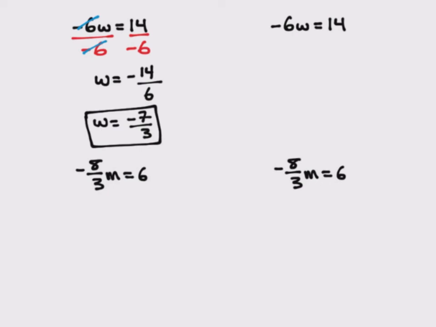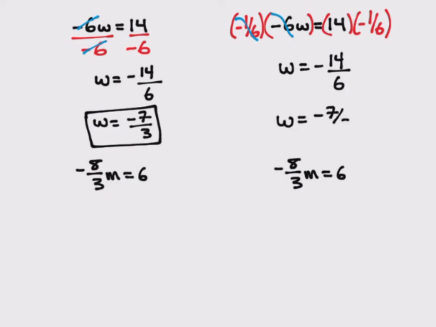Our other option was to multiply both sides of the equation by negative 1/6. Negative 1/6 and negative 6 are multiplicative inverses, they're reciprocals, they multiply to 1, and we get w equals negative 14 over 6 again. Alright, how about negative 8/3 m equals 6? There are two strategies for how to take care of this one as well, but they're slightly different from what we did in the last example.